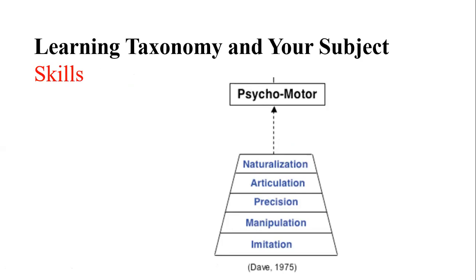At the beginning, we have imitation, then manipulation, likewise articulation, naturalization. The maximum level is naturalization.